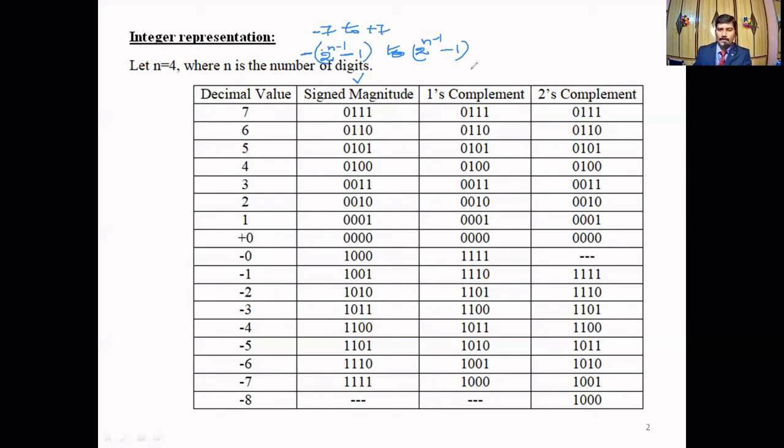Okay, no? So let us see 1's complement also. This is same, because here also minus 8 is not possible. Minus 7 to plus 7 only. So this range is applicable to both sign magnitude and 1's complement.